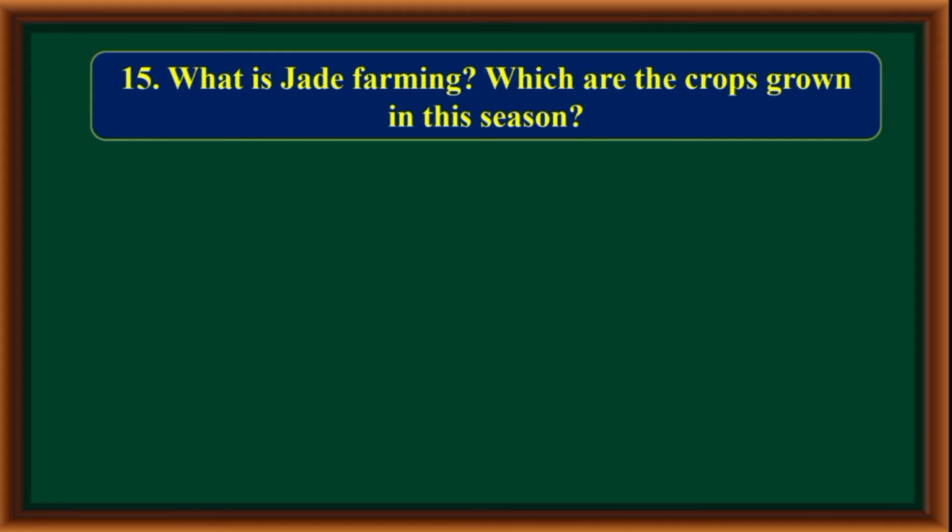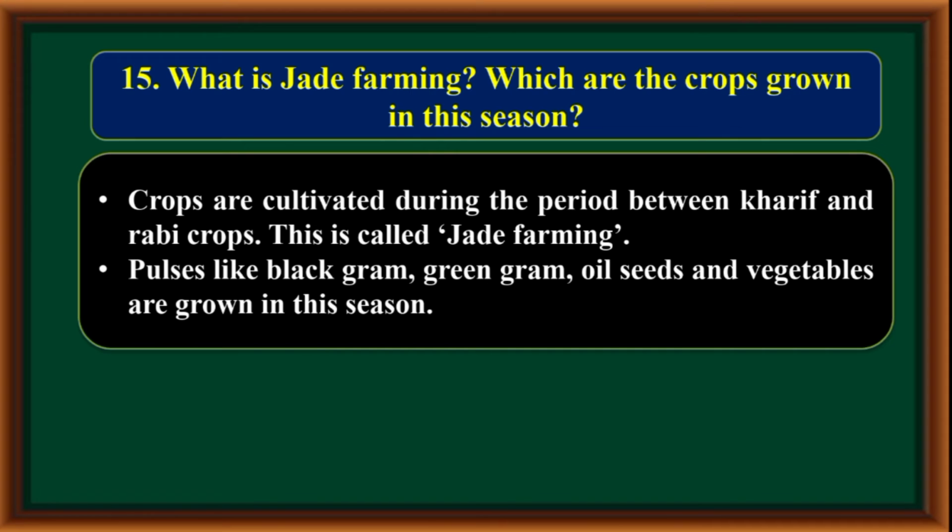What is jaid farming? Which are the crops grown in this season? Crops cultivated during the period between kharif and rabi crops. This is called jaid farming. Pulses like black gram, green gram, oil seeds and vegetables are grown in this season.